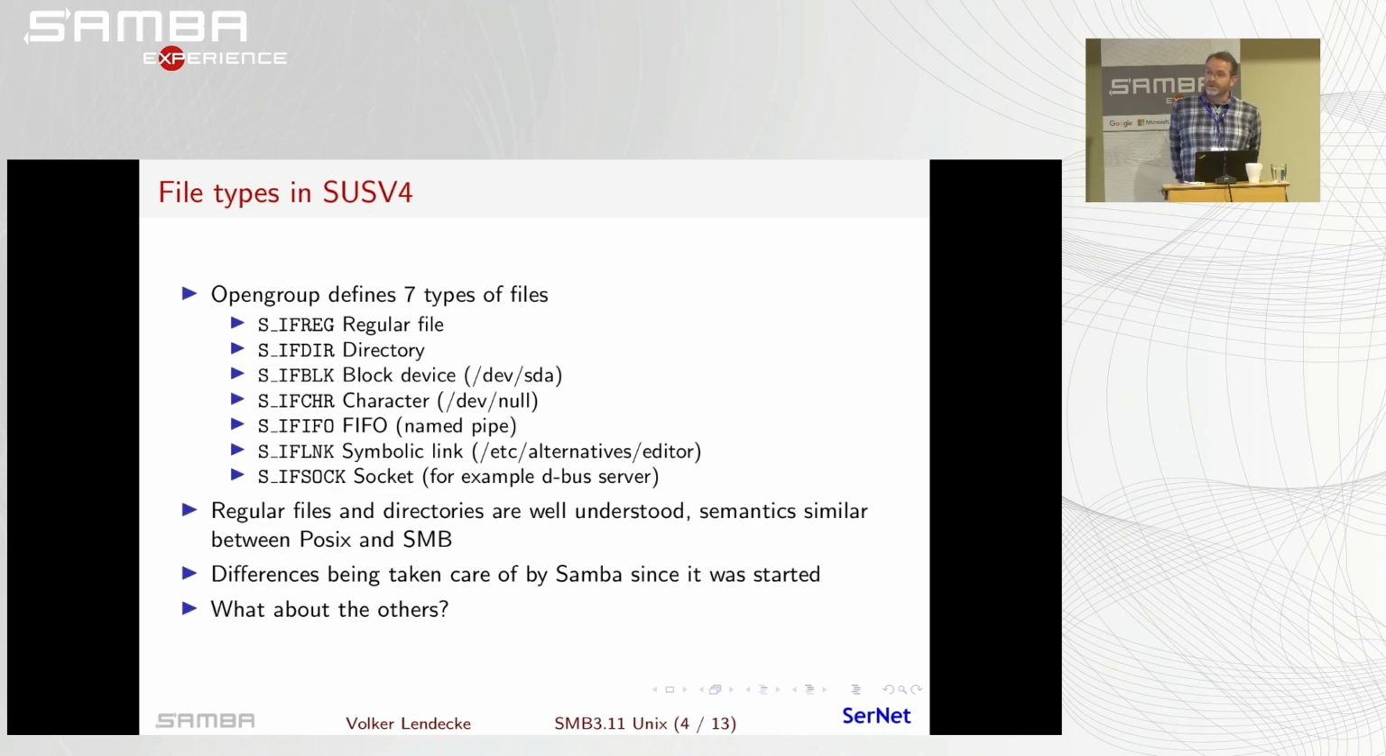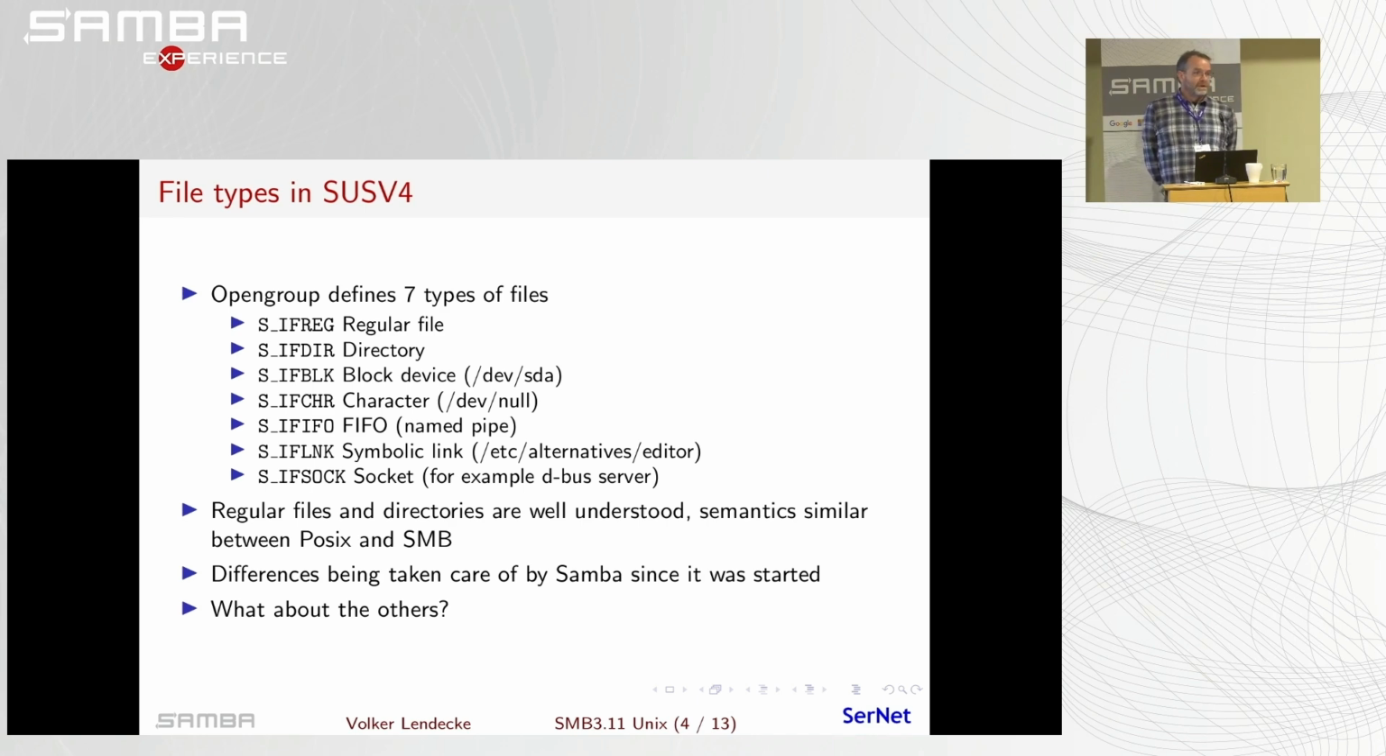Typical Linux, Unix file types, special files, block and character devices. This is giving you access to your hard drive. This is giving you access to your keyboard, to whatever, to your null device. And then there are inter-process communication endpoints represented inside the file system. And this is the FIFO and the socket.